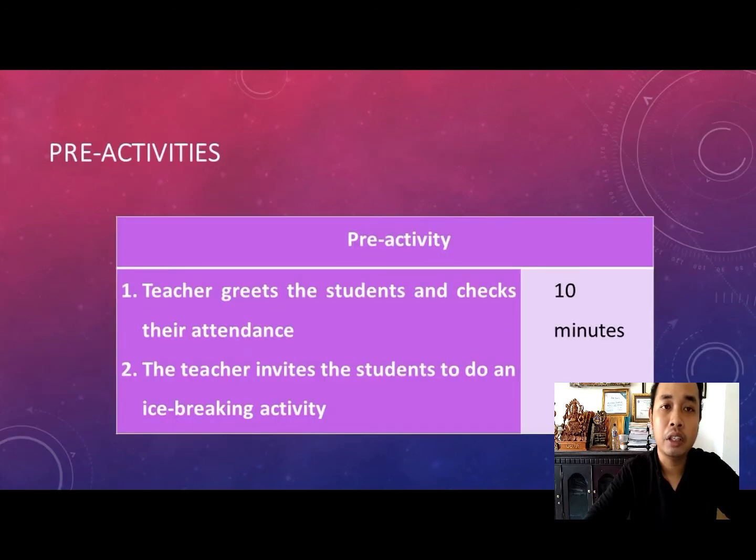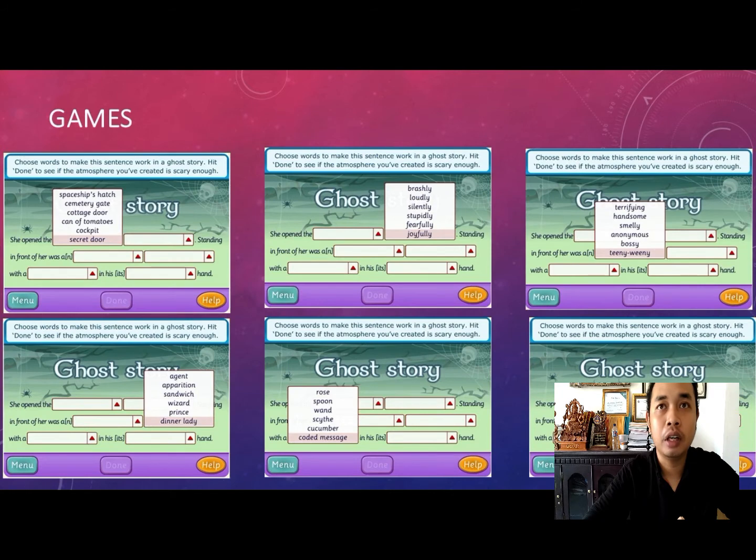In the pre-activity, as usual, the teacher will greet the students, check their attendance, and take some time to pray to God. And after that, I will do some ice-breaking activity. So here I'm going to have a game for the students, a game called Fill Me and Put Me in the Right Way.